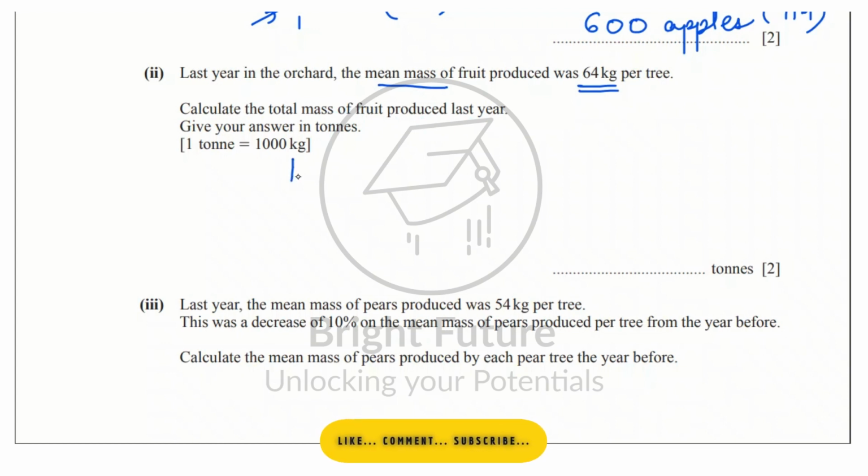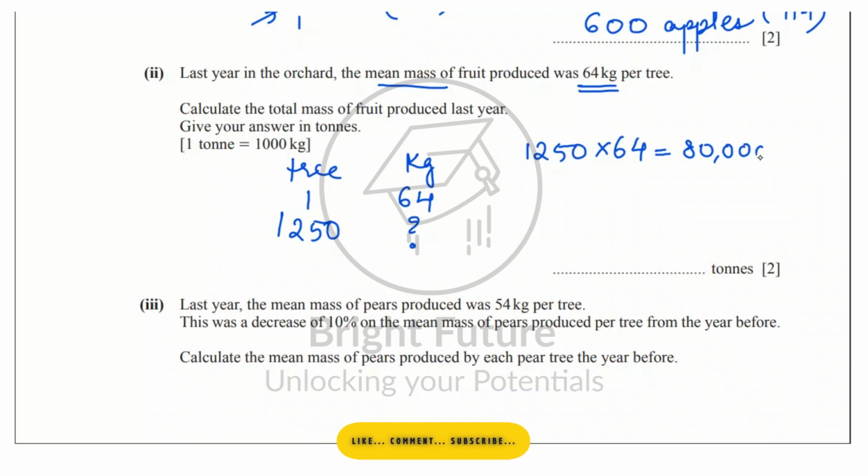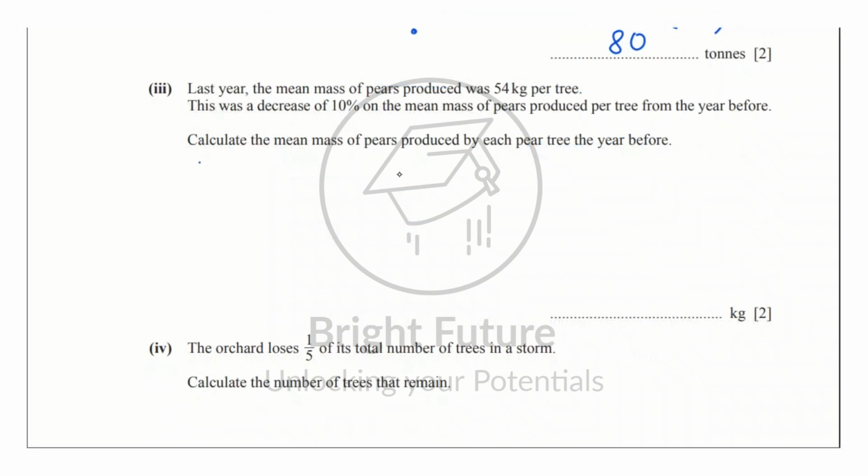So for one tree, how many kgs? 64. So for 1250 trees, how many? So what do we do? 1250 multiplied by 64, which gives us 80,000 kgs, right? Now the next question. Last year the mean mass of pears produced was 54 kgs per tree. This is the mean mass. When was it produced? Last year.